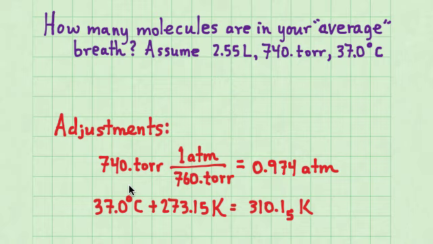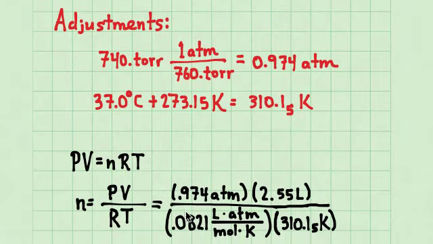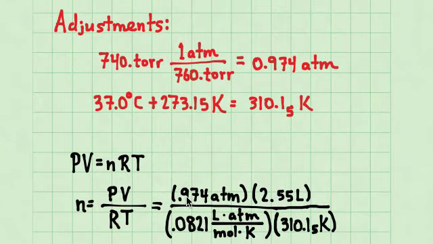We need some corrections. Let's change the torr to atmospheres. That's a common thing. You should memorize 760. You've got to be able to just divide the torr or millimeters of mercury by 760 to get atmospheres. Add 273.15 to get the Kelvin temperature. And now we're ready to plug them in there. So the pressure, the volume, the gas constant, Kelvin temperature, I'll fit in there to find n.